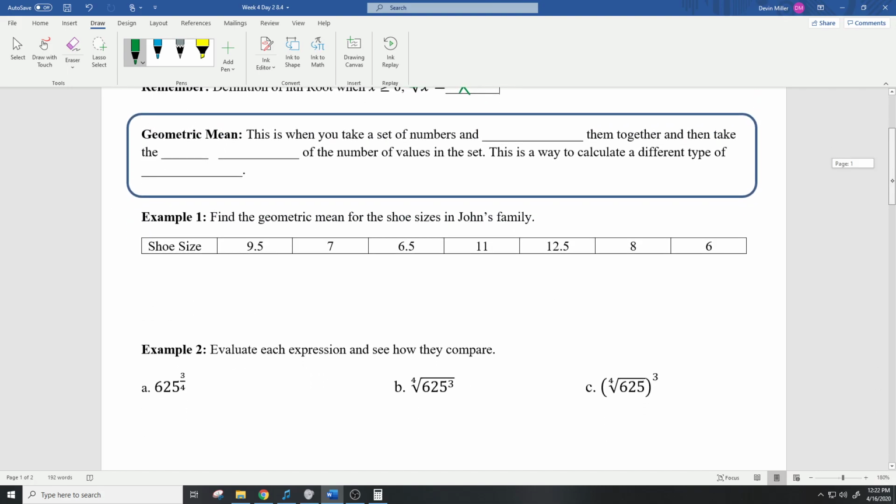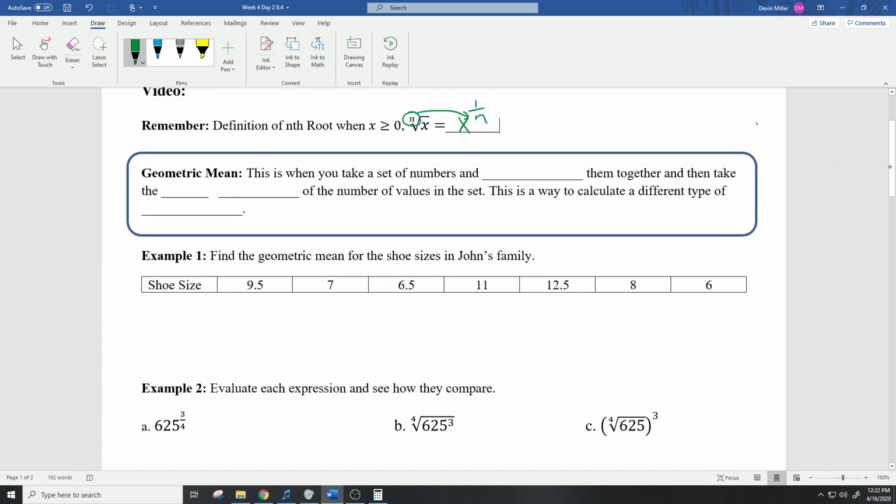Okay, the geometric mean. This is when you take a set of numbers and multiply them together, and then you take the nth root. If you don't know what that is, you just refer back up to here. Nth root means you put the little number on the n and do the root sign. It's the nth root, where n is the number of values in the set. This is a way to calculate a different type of average.